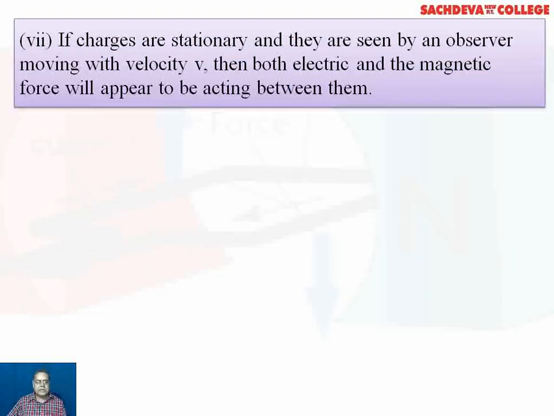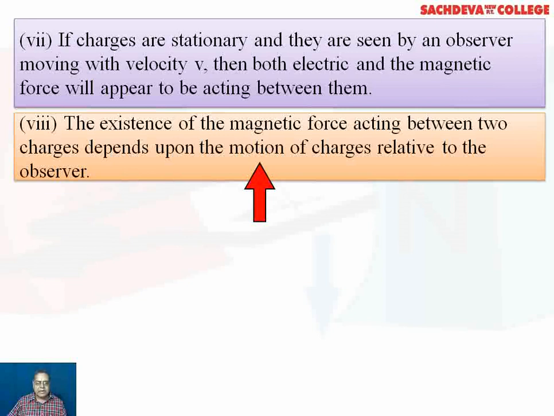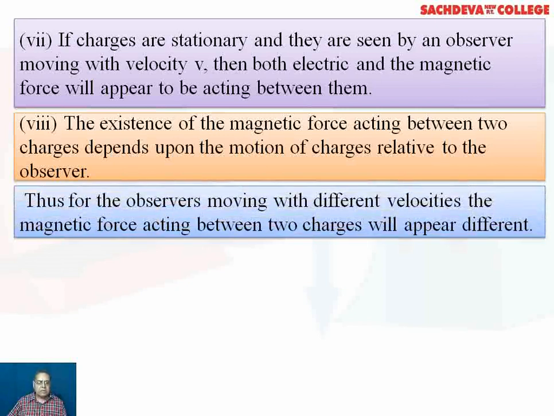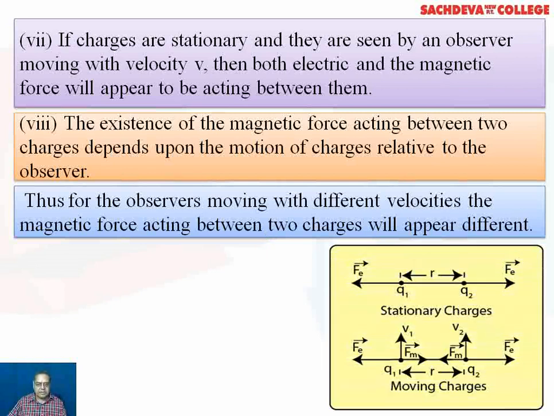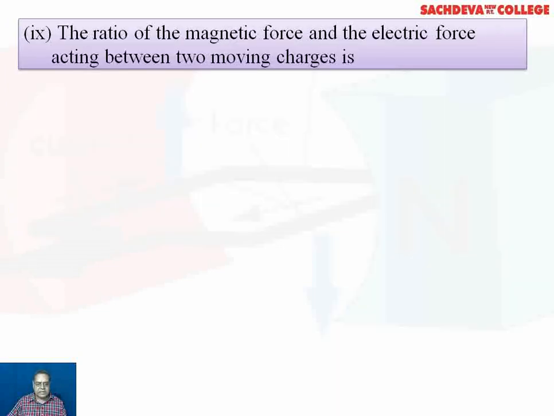If charges are stationary and they are seen by an observer moving with velocity v, then both electric and magnetic force will appear to be acting between them. The existence of magnetic force acting between the two charges depends upon the motion of the charges relative to the observer. Thus, for observers moving with different velocities, the magnetic force acting between the two charges will appear different. Again, locate the figure. There are two parts of the figure. The above figure is for stationary charges and the below figure is for the moving charges.